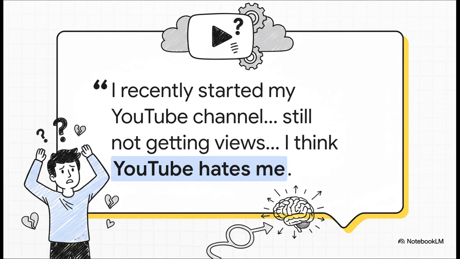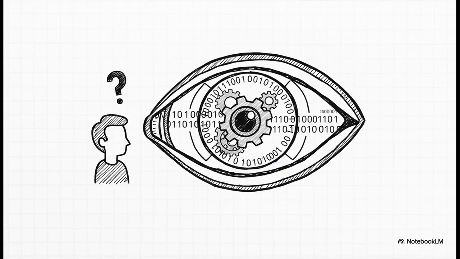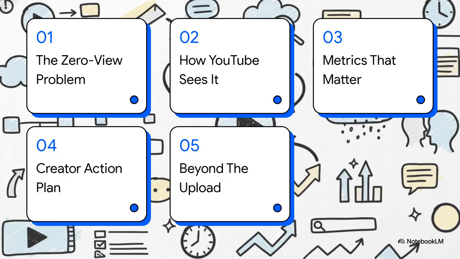This is a real comment from a new creator, Anish, and it just perfectly captures that feeling of, well, helplessness. But here's the secret. YouTube doesn't hate you. It just doesn't understand you yet. To really solve this whole zero view problem, we have to pull back the curtain. We've got to stop thinking like a creator for just a minute and start thinking like the algorithm. We need to get a handle on how YouTube actually sees, categorizes, and judges your video from the very second you upload it. All right, let's dive in.